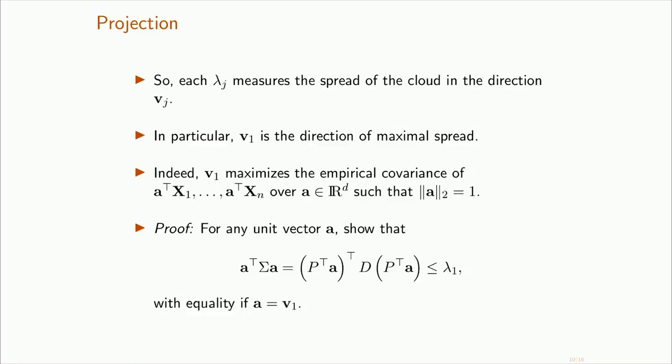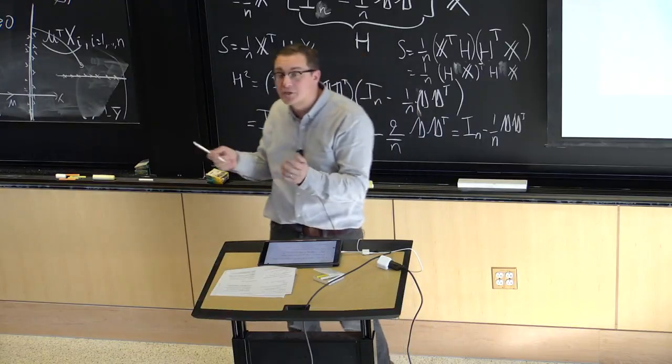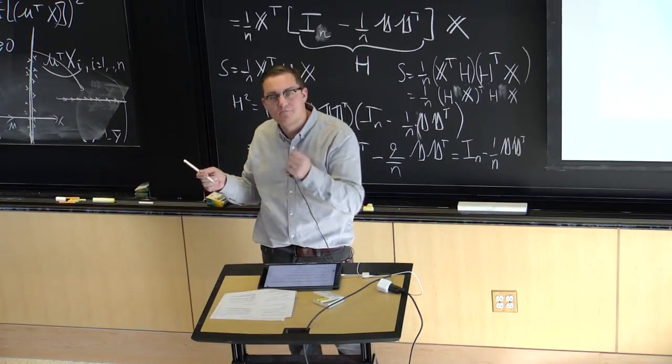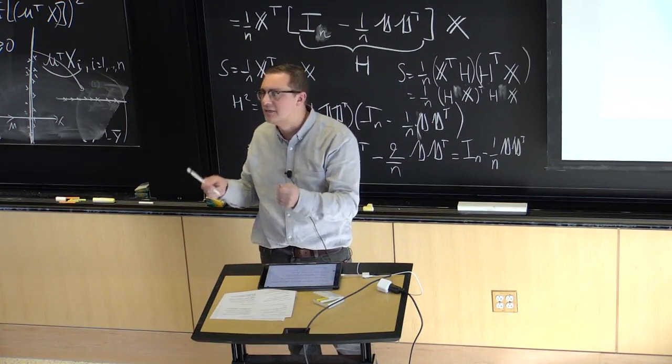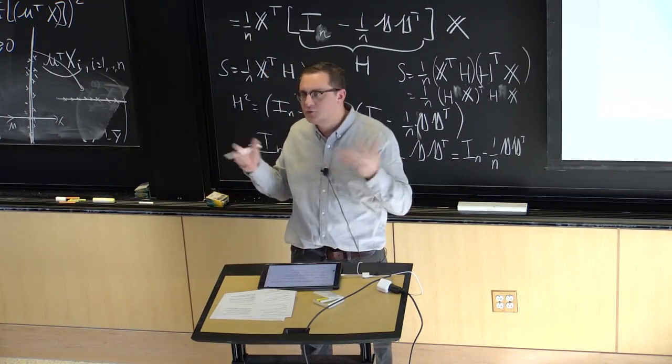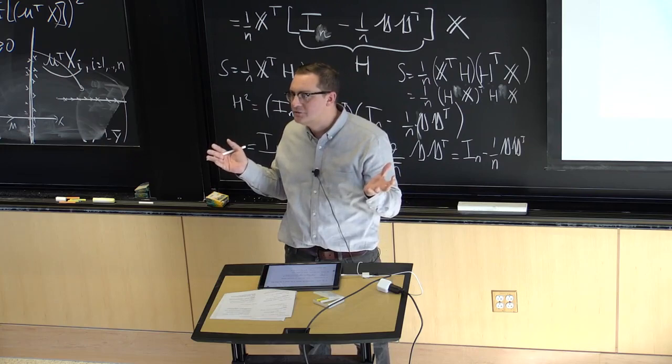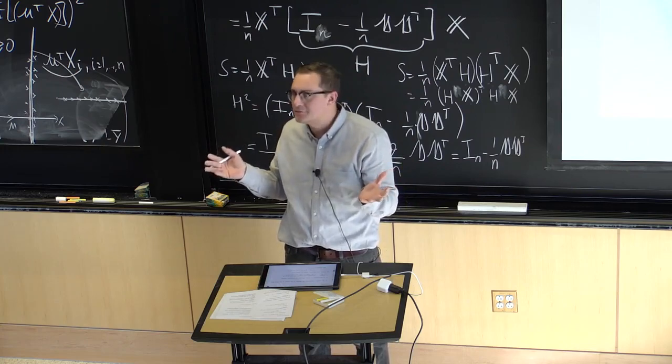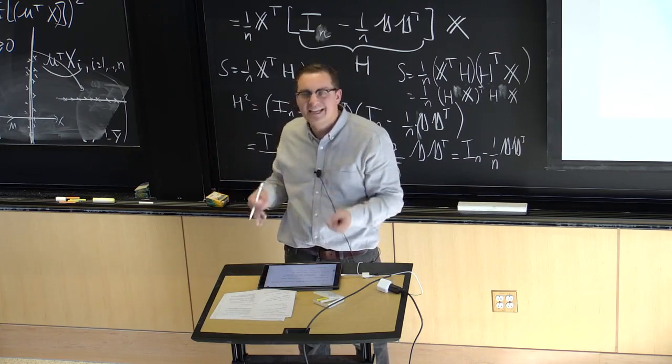So another way to view this is to say that v1 maximizes the empirical covariance of all the projected points that I get across all possible a's that have norm 1. That's what v1 is doing for me. It's saying, look at all possible directions along which you can project your point cloud and pick the one that has the largest variance. So somehow, this seems to be completely unrelated to the spectral decomposition that we used, but the spectral decomposition is actually finding that for us.